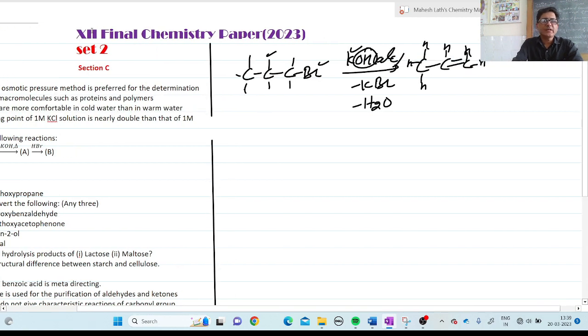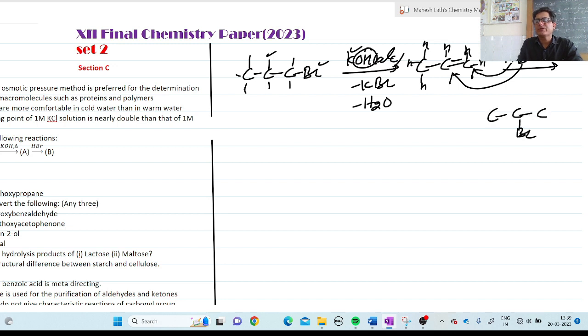Next, when it reacts with HBr, it follows Markovnikov's rule. The negative part attaches to the carbon containing fewer hydrogens and the positive part to the carbon containing more hydrogens. So the product formed is 2-bromopropane.